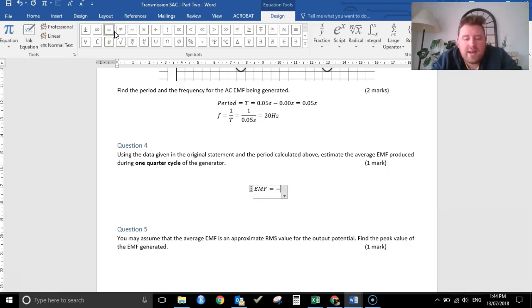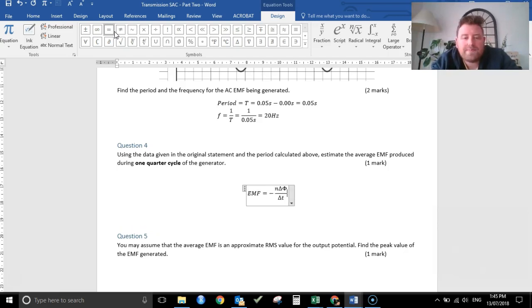It's going to be negative N, so that's Lenz's law, and then N for the number of coils. That's going to be that 20 we talked about earlier that we didn't use in the first question. And then it's going to be change in flux, and that's going to be divided by the change in time. Okay, so N is going to be 20.